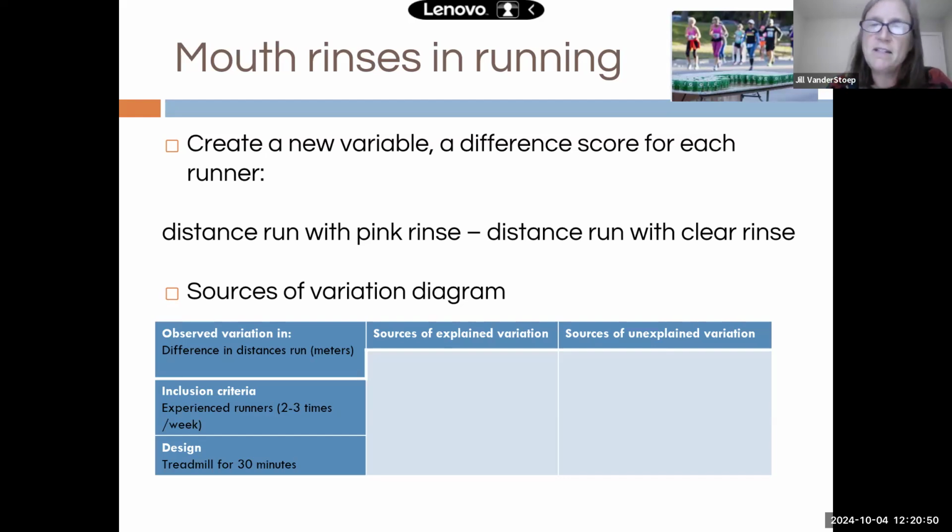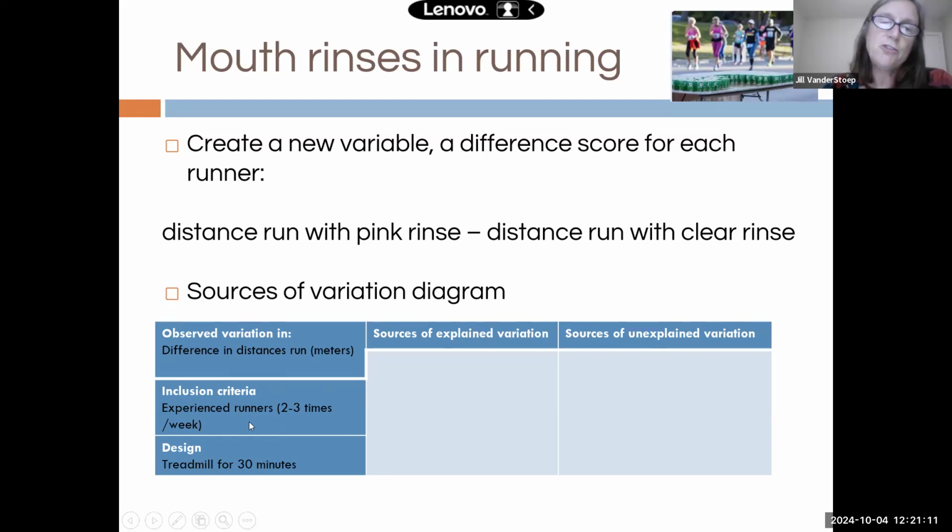We're going to create a different score, a new quantitative variable for each of the runners. And we're going to take the distance run with the pink rinse minus the distance run with the clear rinse, because that's really what we want to see, is how different those distances are with the two treatments. So we've got a lot of variability in those distances run.